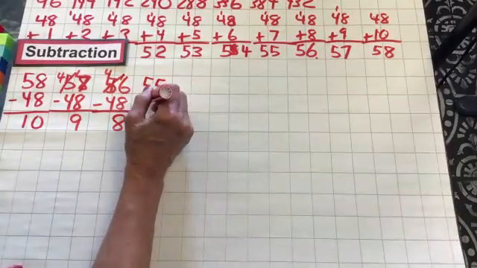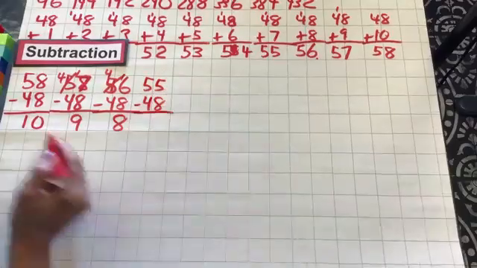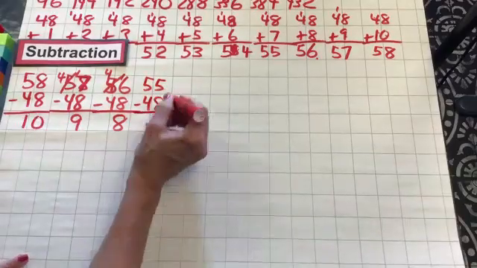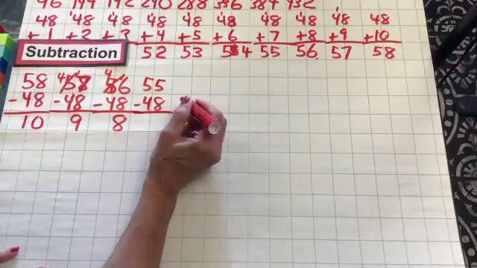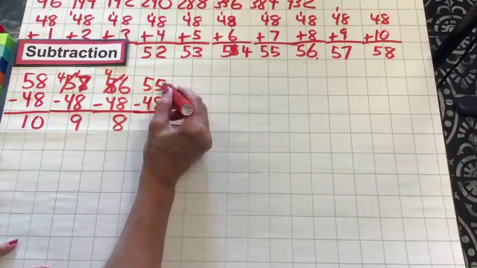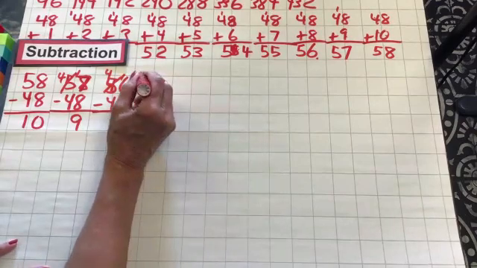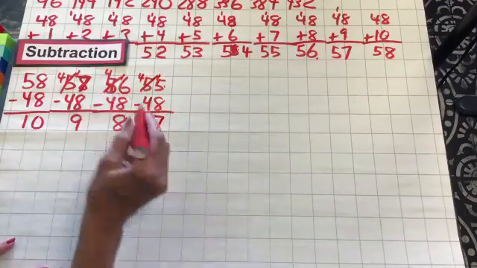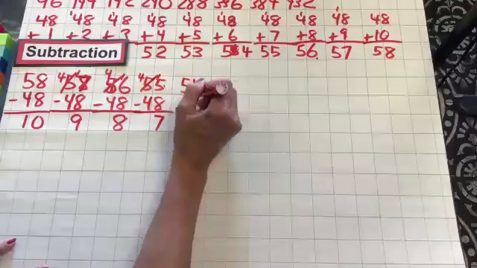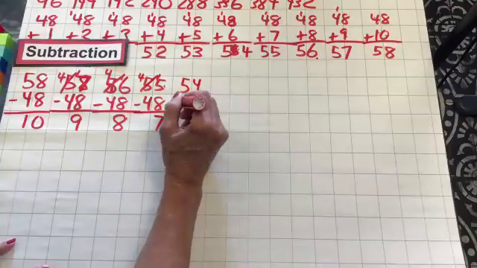55 minus 48. So all of these bottom numbers are 48. I've got to remember to keep going down one at the top. I keep forgetting. Hopefully you do better than me. 8 from 5 can't do. Make that a 4 and make that 15 minus 8 is 7. 4 minus 4, nothing. 54 minus 48.